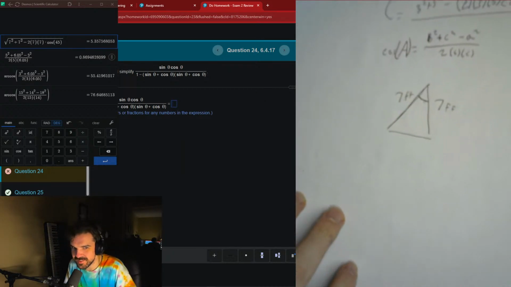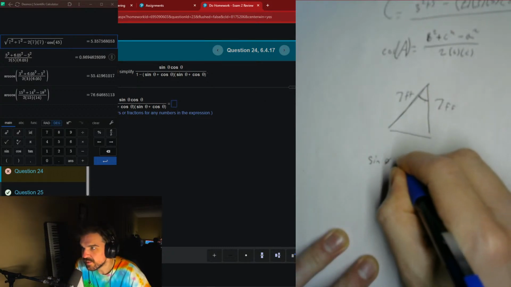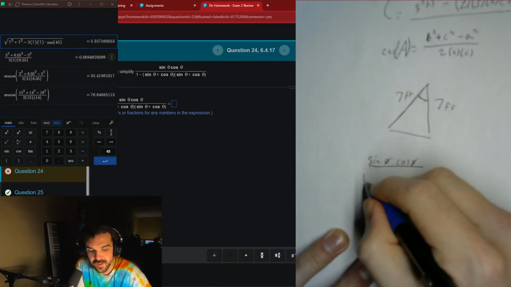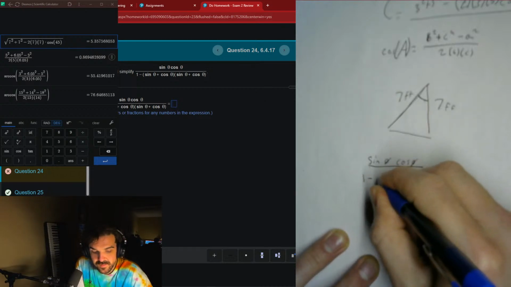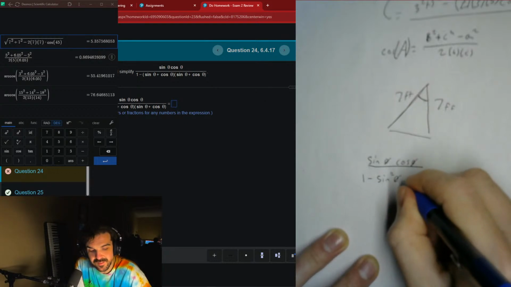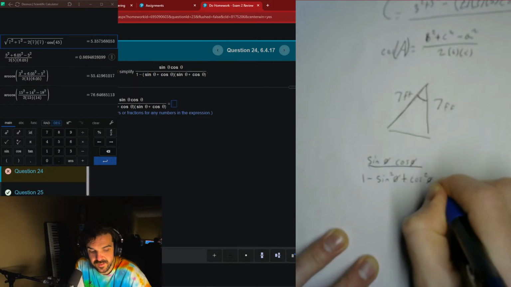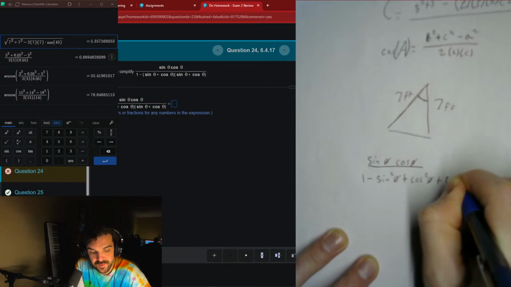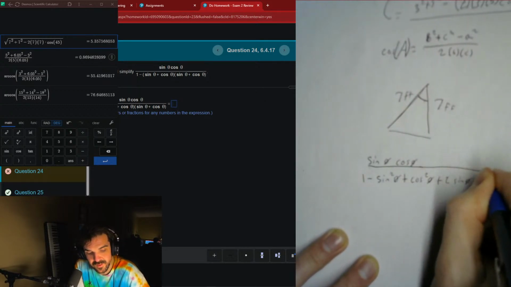So this one has been pissing me off. Maybe it'll be easier now since my brain is fully awake. So we got sine times cosine over 1 minus sine squared theta. I'm already simplifying it. Plus cosine squared theta. Plus 2 sine theta cosine theta. Okay.